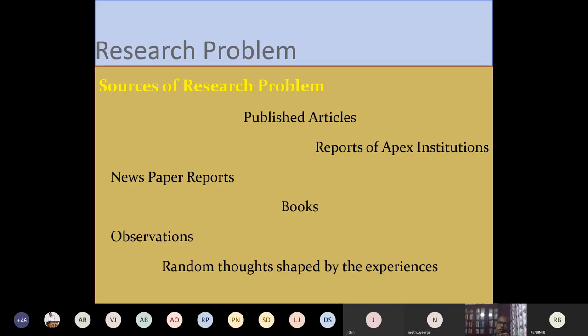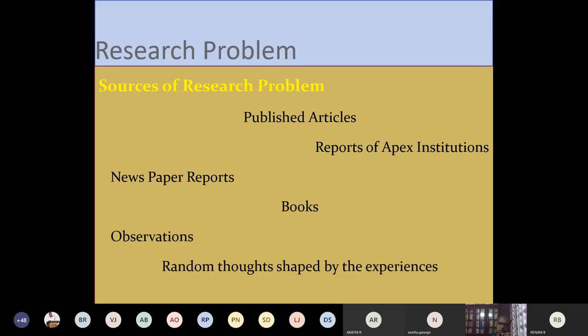So you have learned exactly what a research problem is, how it is derived, from where it is derived, and the processes to be adopted for deriving a research problem, and so on. I'm not talking about the theoretical aspects of the research methodology. What are the sources of a research problem? The most important source of a research problem for a researcher is the published articles.